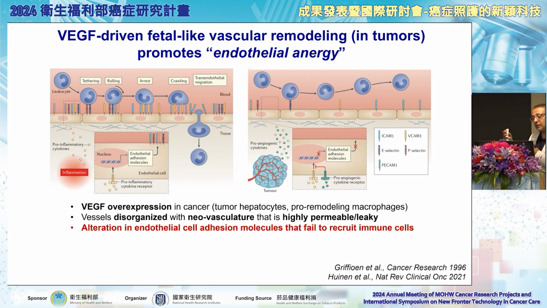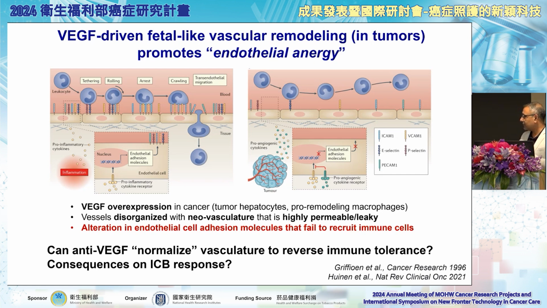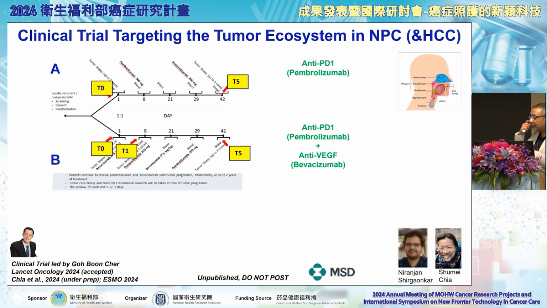And in some ways, going back to this idea that the tumors are hijacking some of these fetal programs, which the fetus would use to evade immune surveillance, the tumors are using exactly similar mechanisms to evade immune surveillance. So the question that we had, and something that we were very interested in, is whether anti-VEGF can normalize or redifferentiate vasculature and reverse immune tolerance and therefore restore immune response, especially in the context of immune checkpoint blockade. And so we were really lucky to get into a couple different clinical trials.